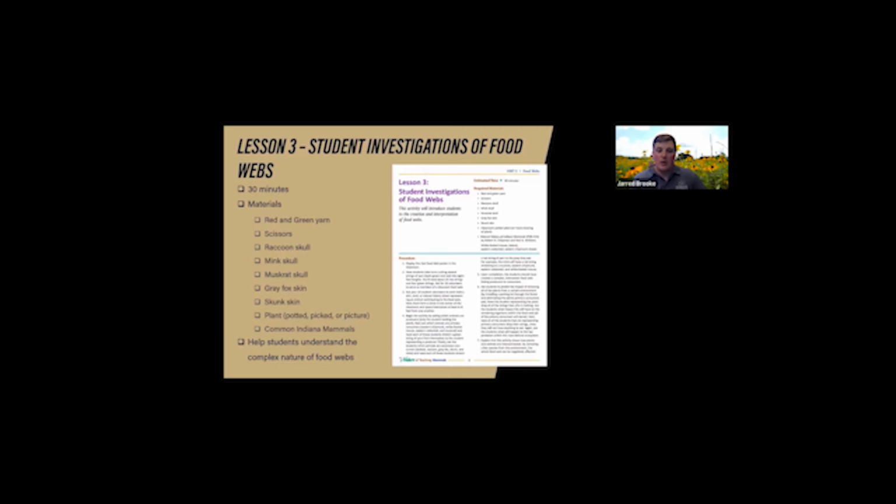So the things you'll need are red and green yarn, scissors, a raccoon skull, mink skull, muskrat skull, gray fox skin, skunk skin, some sort of plant, whether it's a potted plant you picked out from a garden maybe, or just a picture of a plant. And if you don't have access to those skulls and skins, then you can use pictures of those as well. And then you'll want to use the reference guide of the common Indiana mammals. And this activity has students play the parts of these different wildlife species in the food web to help them better understand how connected these various wildlife species are by the food web.